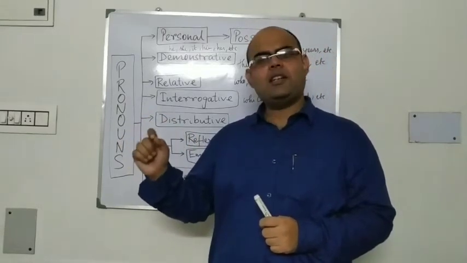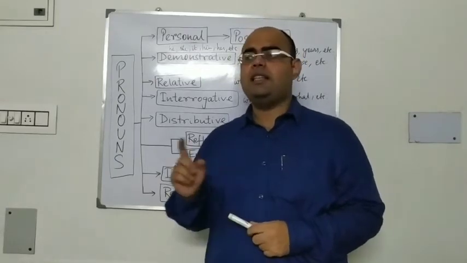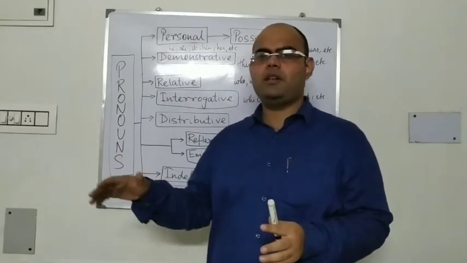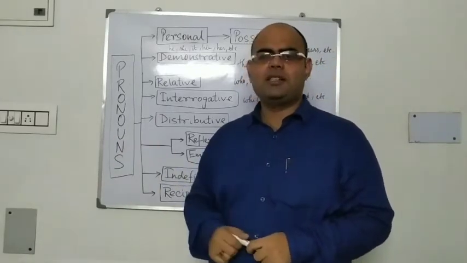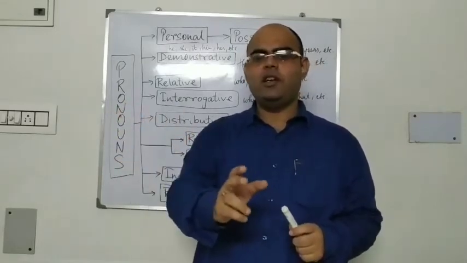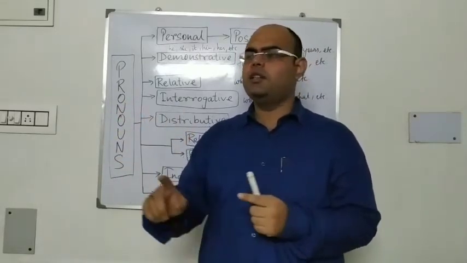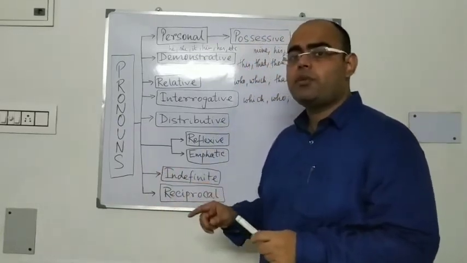If either of the boys has done this. Either, anyone. So there are two boys. Any one of the two boys has done this. Neither of the girls has done this. So none of the girls. Distinguish every girl. And no, this girl has not done, this girl has not done. Now this is a distributive pronoun.